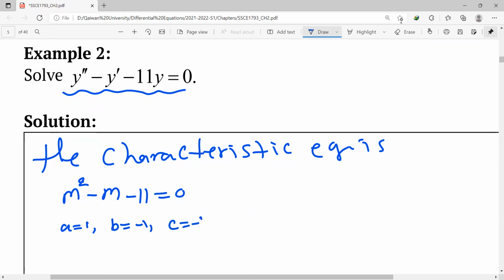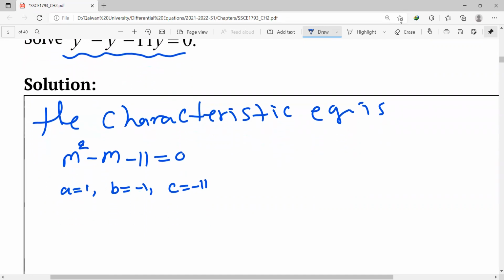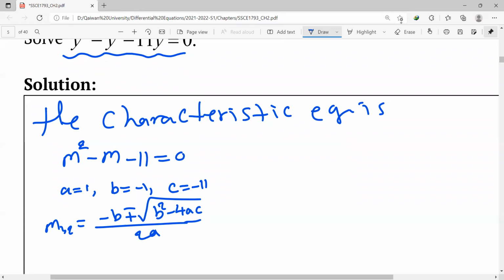And c is the constant term, which is negative 11. Here, we say m1 and 2 equals minus b plus minus square root of b squared minus 4ac, dividing by 2a. We just replace a, b, and c by the values in this formula. What's b? b is minus 1, and here we have a negative sign also. That means it becomes minus minus 1, plus minus square root.